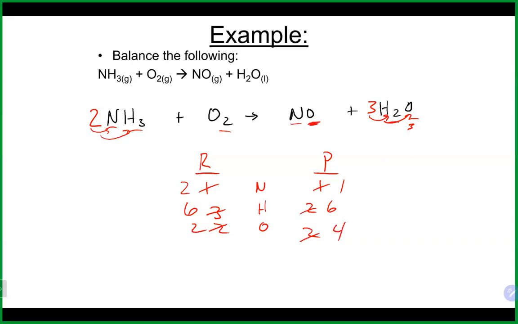So I screwed up everything else, but hey, I fixed the hydrogen. So that's a nice sign, I guess. Nitrogen seems much easier to fix at this point. So to fix the nitrogen, I'm going to put a 2 here.